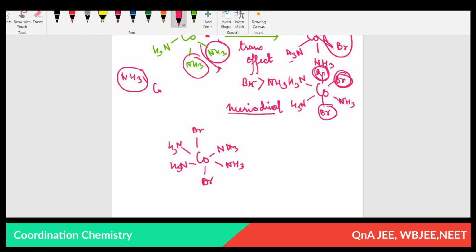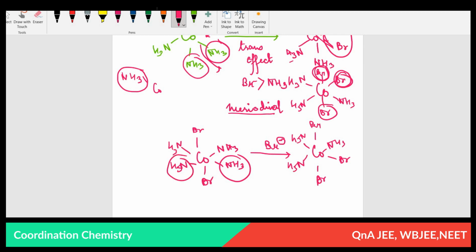Right. Alright. Now if we want to enter bromine minus, which has a greater trans effect than ammonia, so it will enter one of these ligands. Right. So it would be something like this. H3N and alright. Now if we want to remove this ammonia and enter the bromine, so we'll get another bromine on this side. Right. So it will be the same isomer.